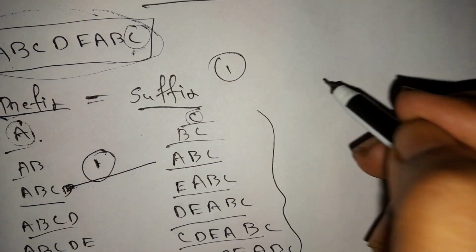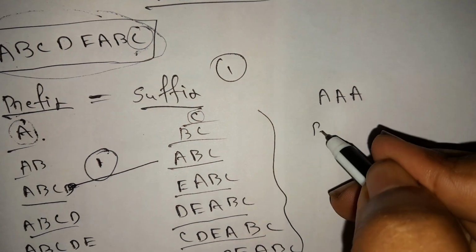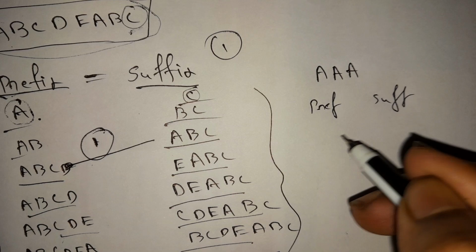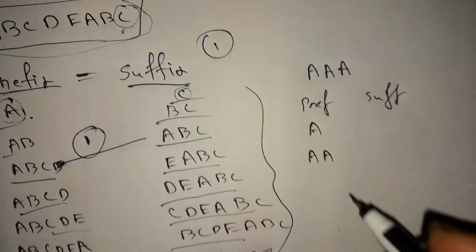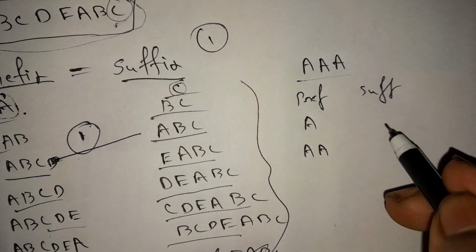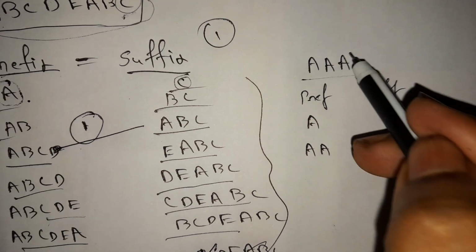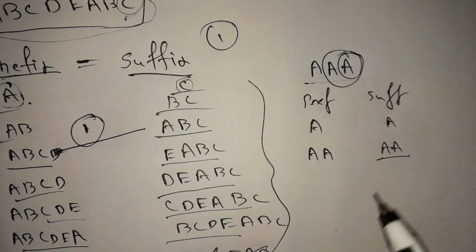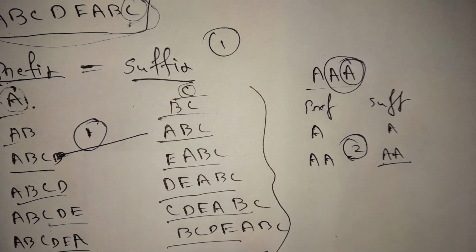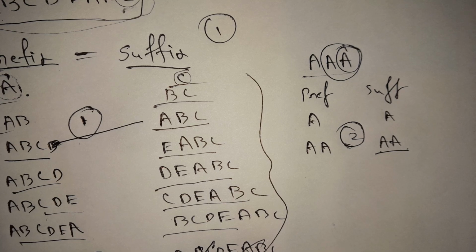Now coming to one more example, aaa. In aaa, the prefixes are a, aa, and I have to ignore the last one, which is aaa. The same for the suffix: a and aa. This is the suffix. Okay, so 2 is our output. So we have seen that overlapping is possible in this case.